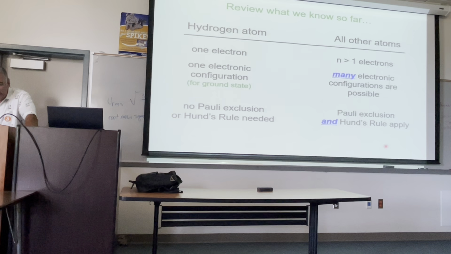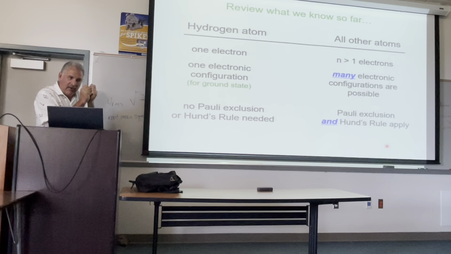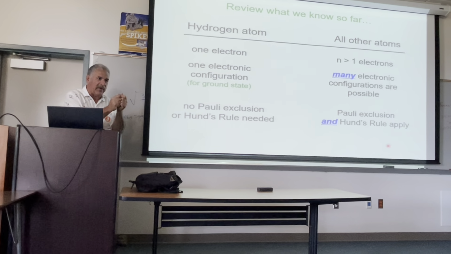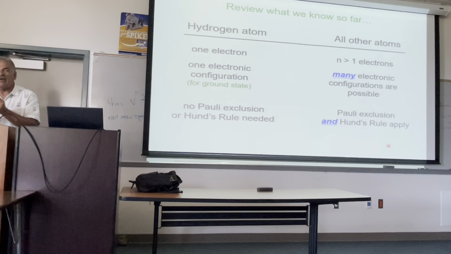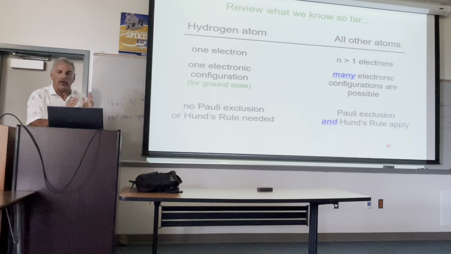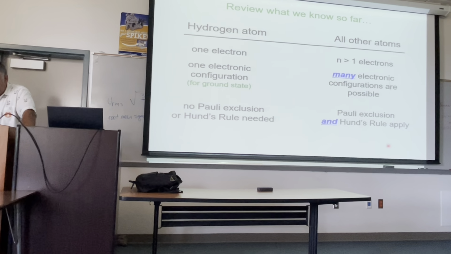No Pauli exclusion principle or Hund's rule needed, right? Because we only have 1 electron with hydrogen. For all other atoms, the Pauli exclusion principle and Hund's rule apply. The Pauli exclusion principle says you can't have more than 2 electrons in the same orbital because they all have to have different quantum numbers. Hund's rule says you can't pair them up until you have all the equal energy degenerate orbitals filled.